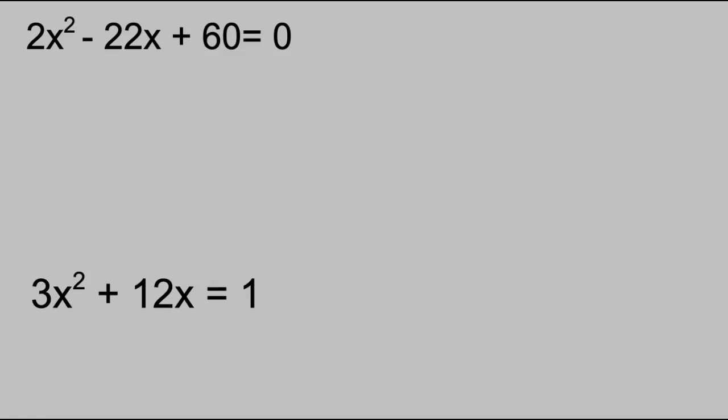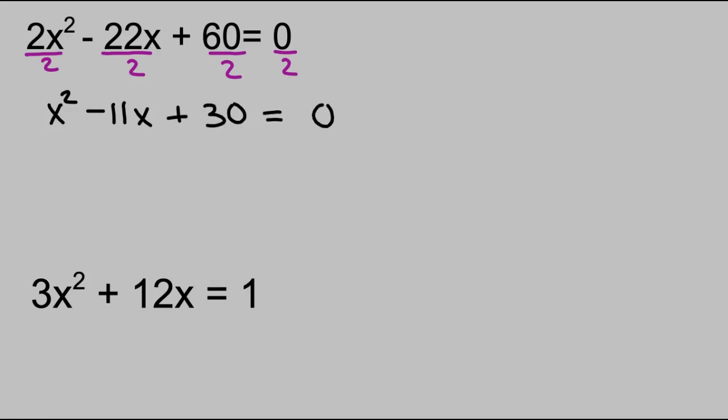So here we have a situation where every term has a constant factor of 2. So every term we could factor a 2 out, or you could divide everything by 2. If I divide everything by 2 in my equation, it's going to be an easier equation to deal with, so you might as well do that. You end up with x squared minus 11x plus 30 equals 0.